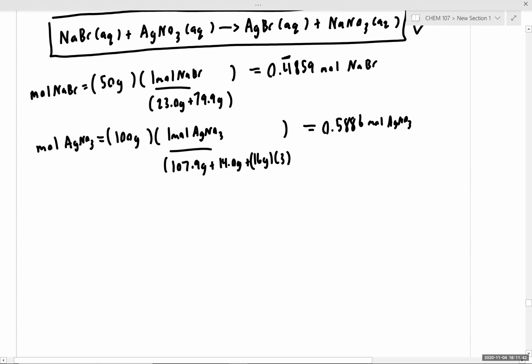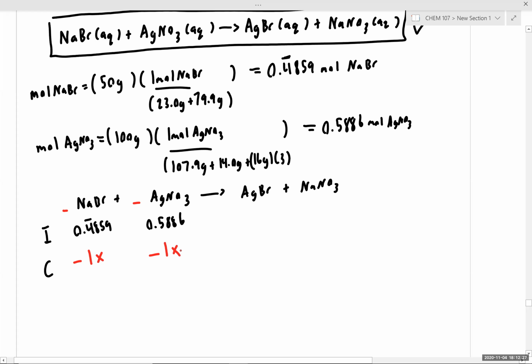So in our initial column for sodium bromide, we just put the initial moles of sodium bromide. For silver nitrate, we put the initial moles of silver nitrate. Okay, what will our change coefficient be? If each of our reaction coefficients are 1, what will our change be? -1x. Yes, it would be -1x. Well, for our products, they'll be plus x, and we have 0 products to start out with.